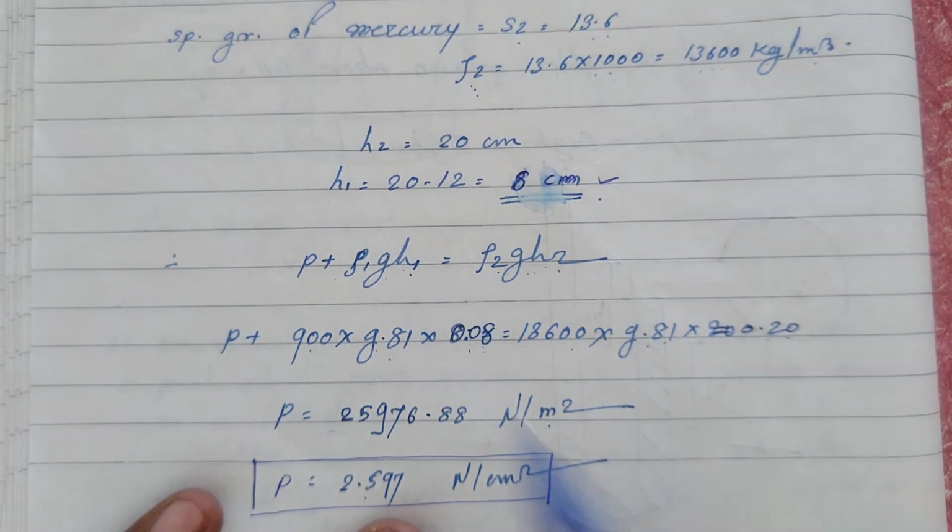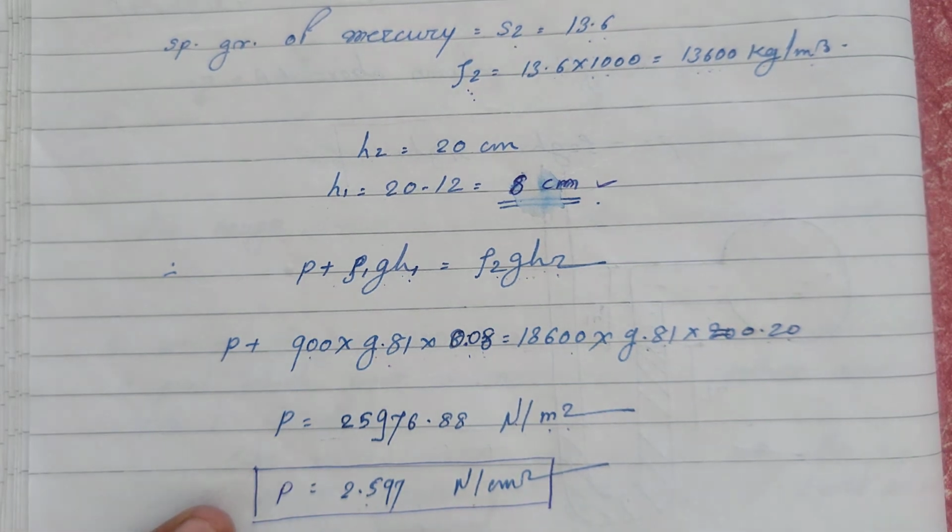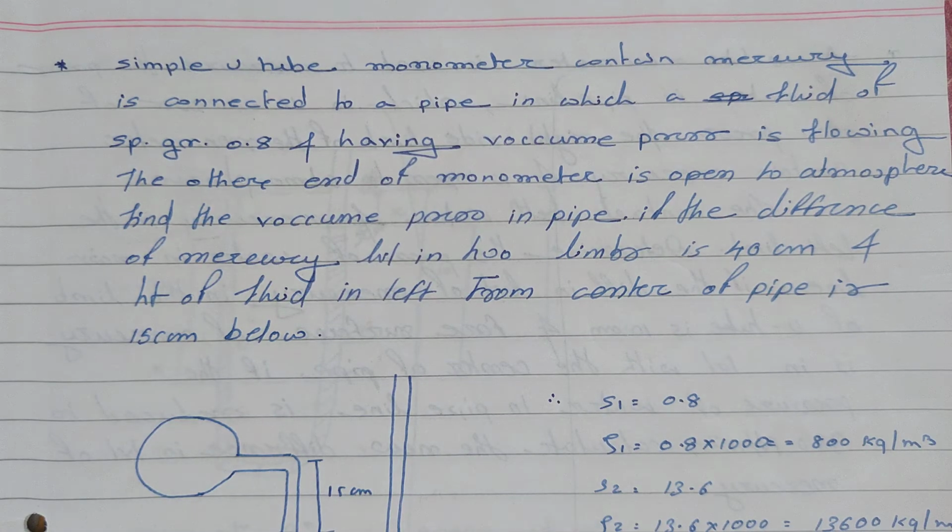So when we calculate, the pressure is 25,976.88 Newton per meter square. So in Newton per centimeter square, it is 2.597 Newton per centimeter square.